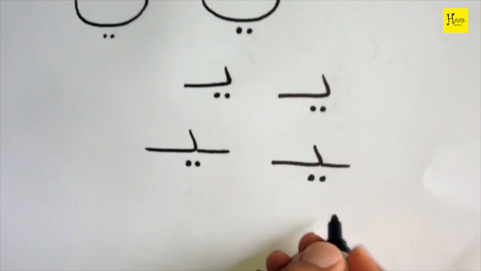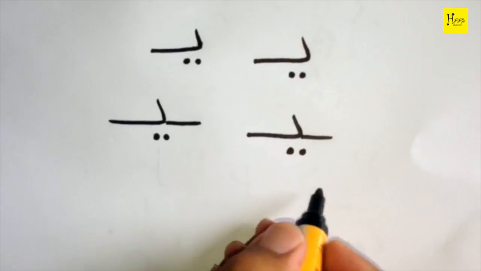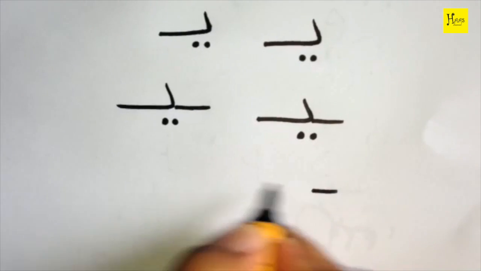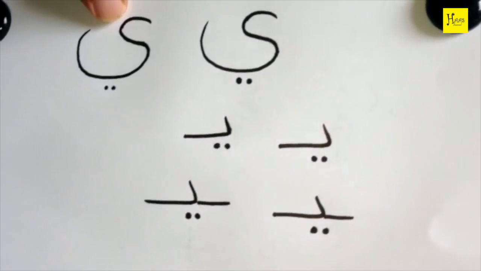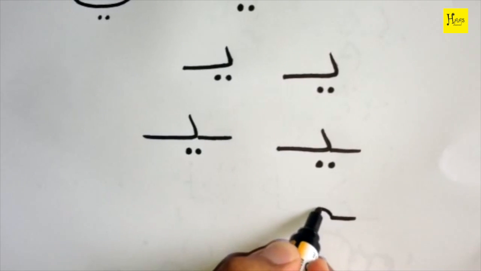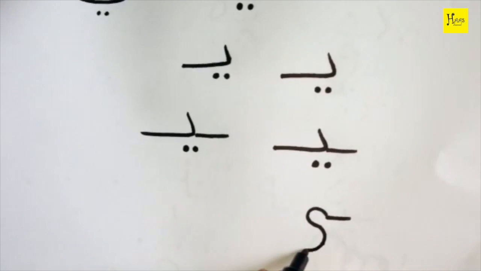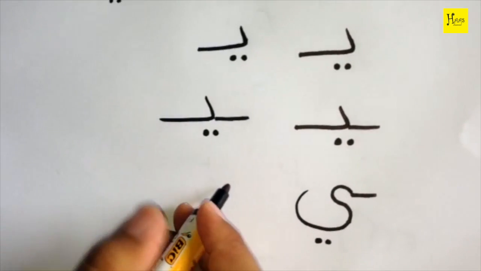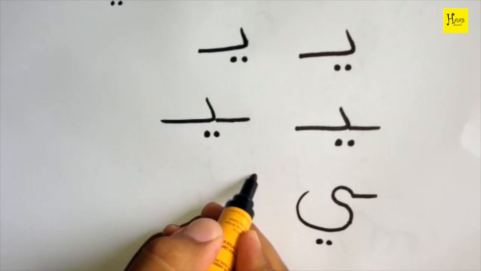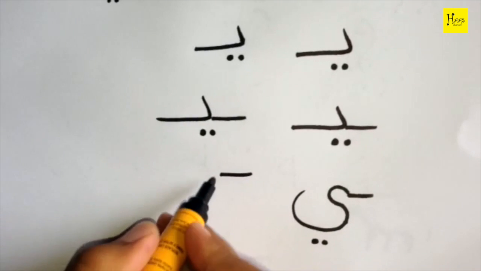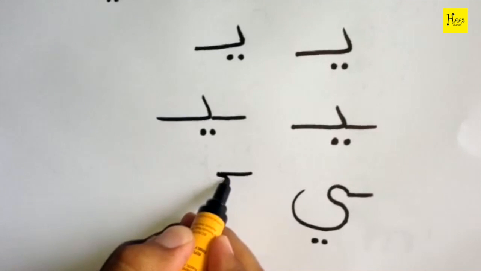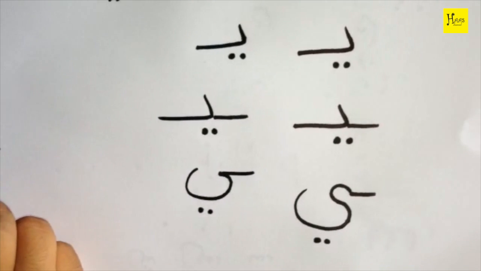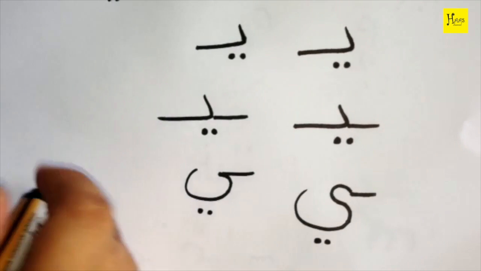Now the final position for Ya. The first way we could write it like that: we start with the connection line, and then we draw the initial Ya. Some people also could write it like that, starting with the connection line and then starting directly from here. So it depends on what's easy for you.